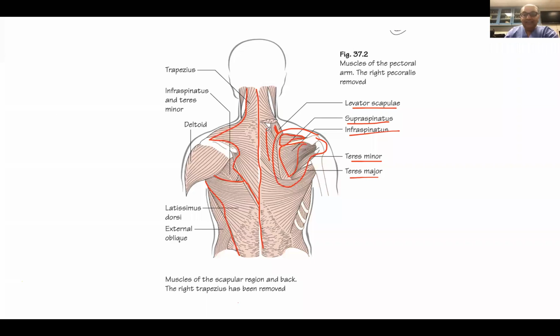We don't call the rhomboids intrinsic muscles, but they are coming from the scapula and going to a very close vicinity within this circuit. Anything which is there, you call them intrinsic. But teres major is a little bit out of this business. That's out.